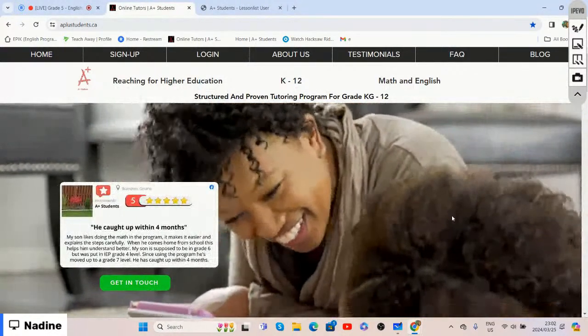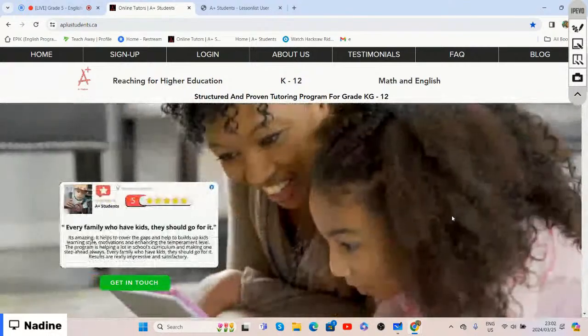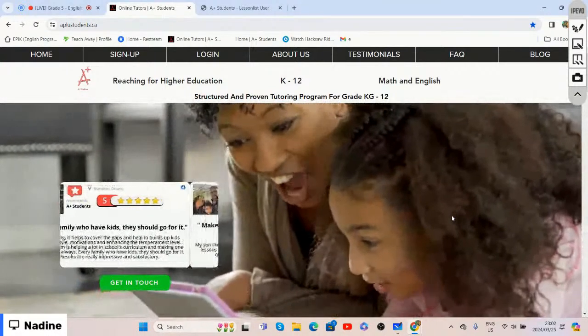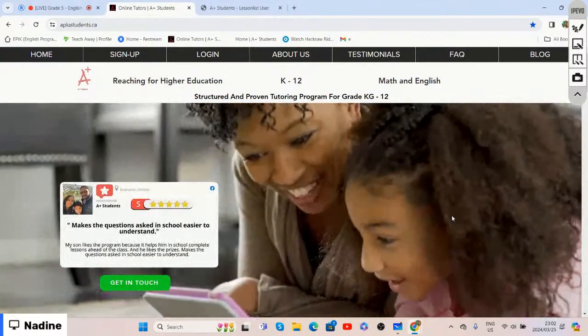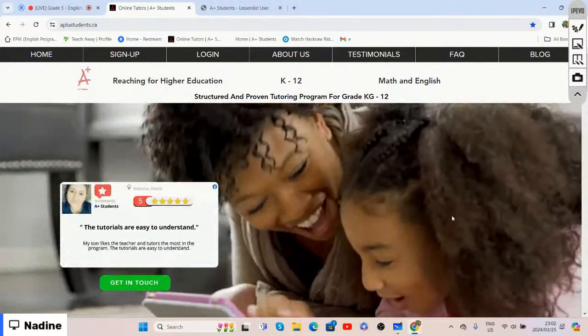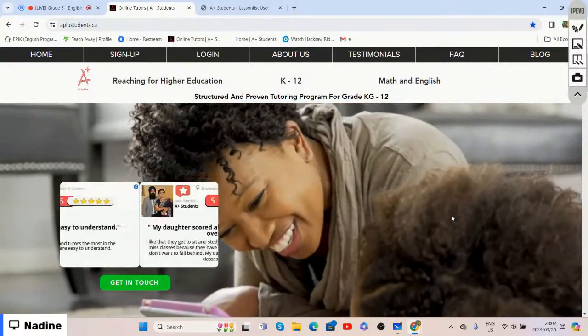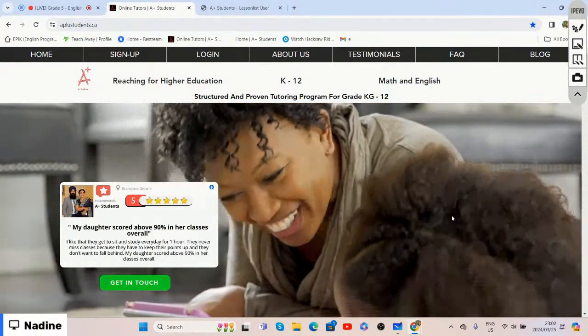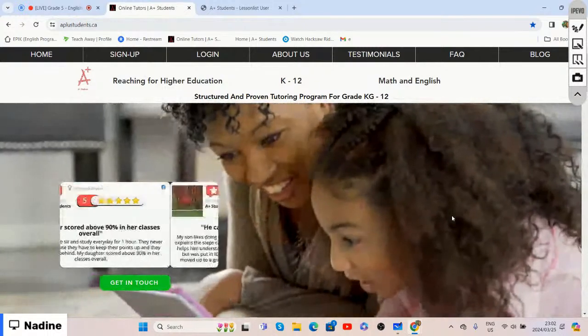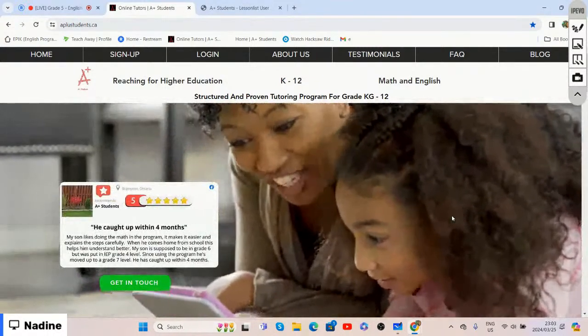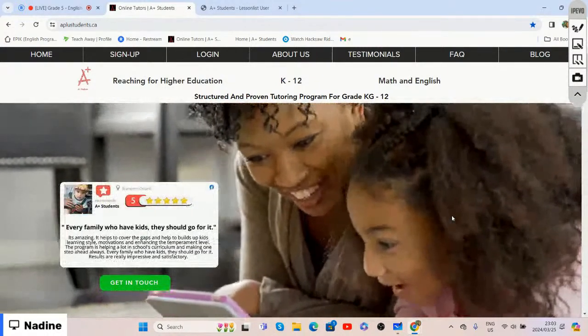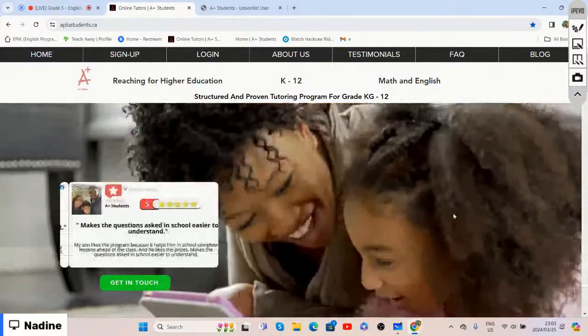Today we'll be doing our grade 5 English lesson on Greek and Latin roots. We'll be doing our grade 5 English lesson on Greek and Latin roots.